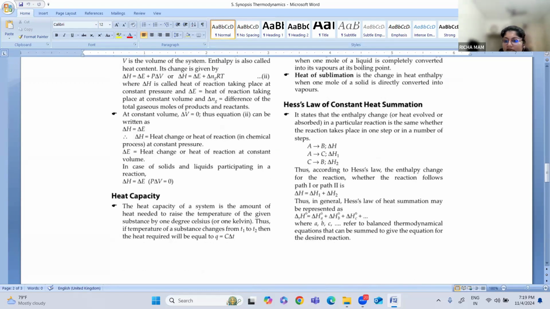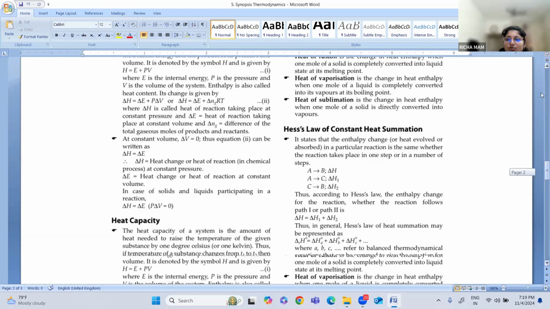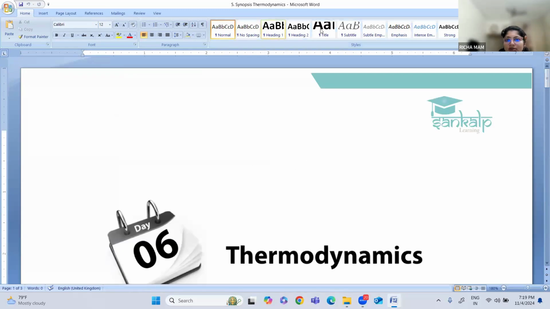I hope everything is clear. So by this, we have completed the chapter thermodynamics. In the next class, we are going to see the next chapter, that is equilibrium. Before coming to the next class, please read something about equilibrium. In equilibrium, you have ionic equilibrium, and you are going to see the different acid base concepts. So please read about equilibrium before coming to the next class.